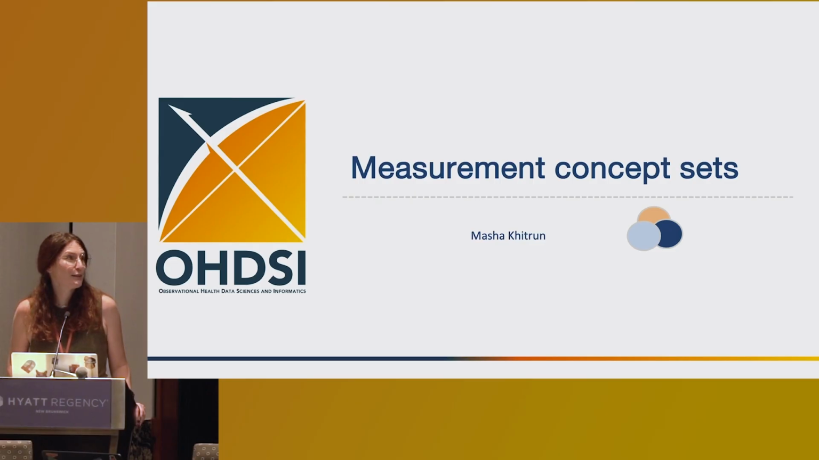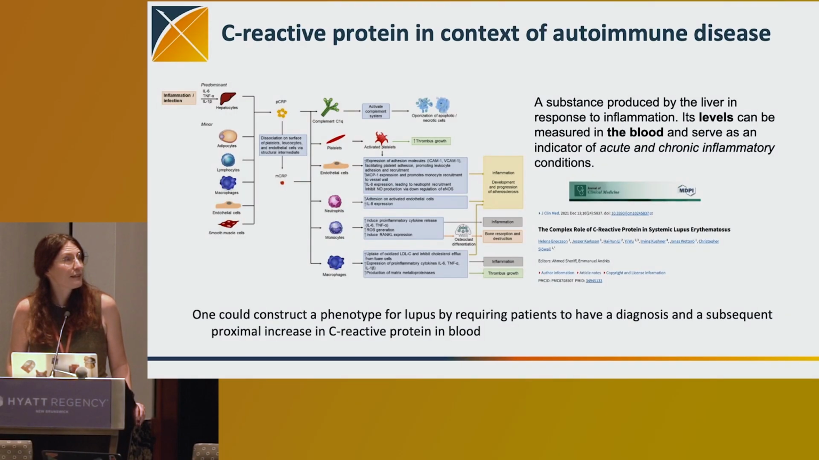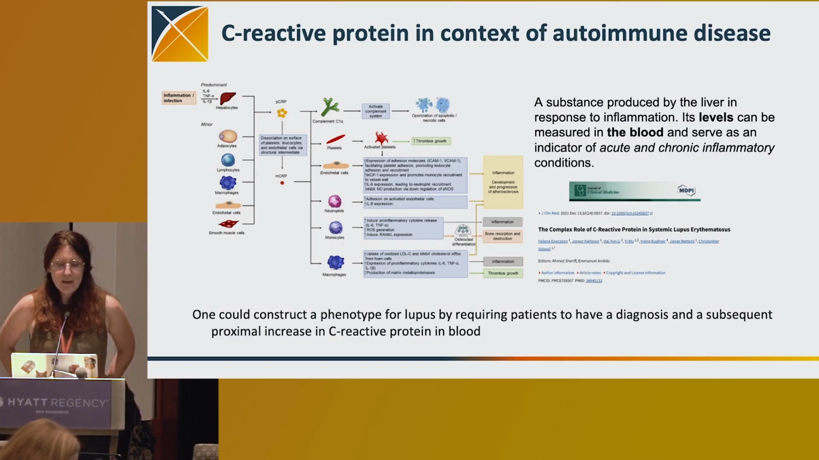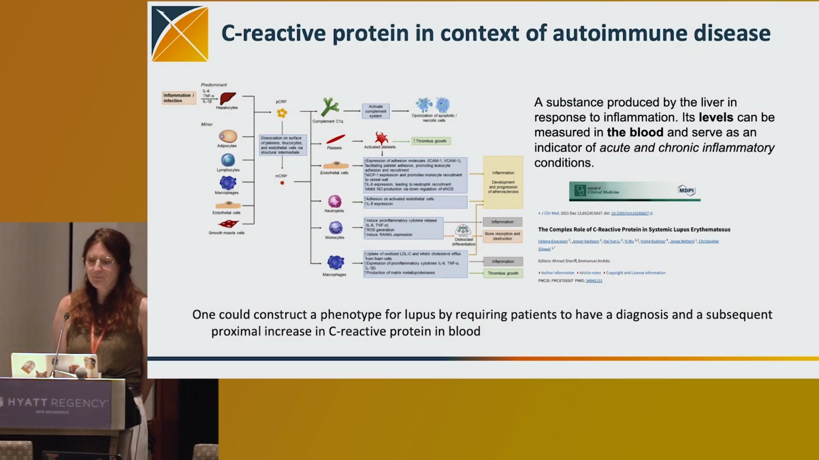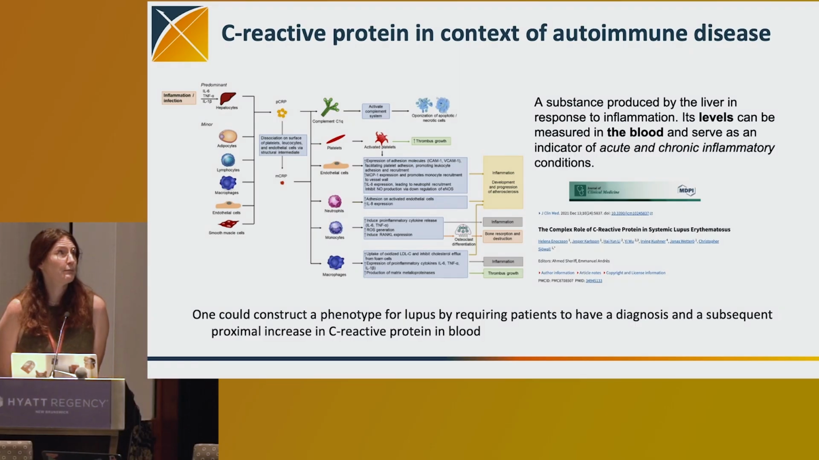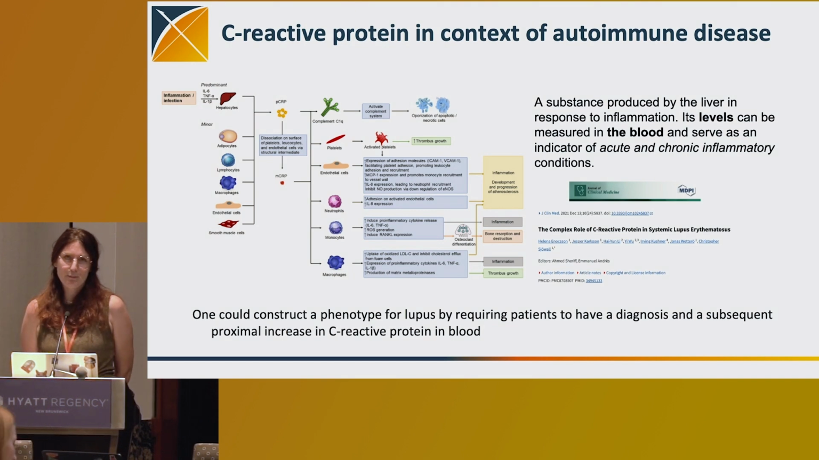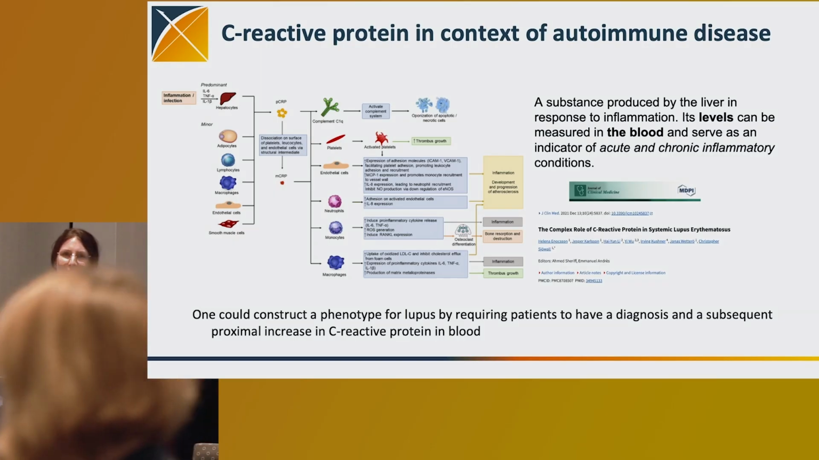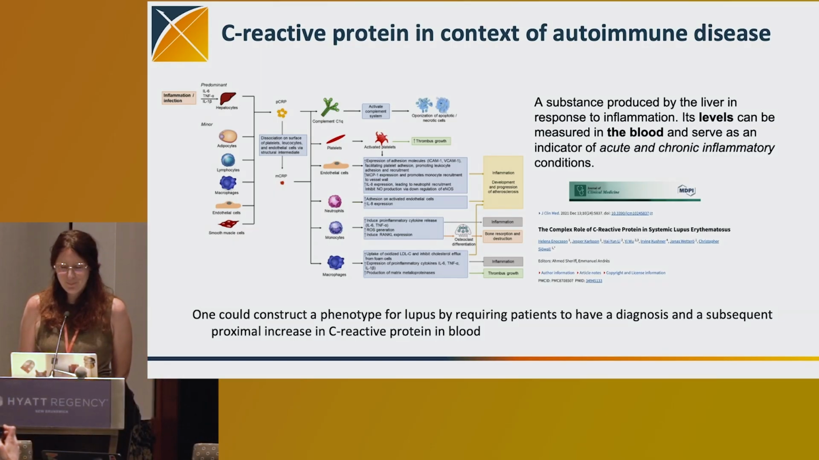If we are talking about autoimmune disease, we will use as an example C-reactive protein, which is a commonly used marker of inflammation, a substance produced by the liver. C-reactive protein may be measured in various body fluids, but as we are eager to diagnose lupus, we will use blood as a body fluid of interest.